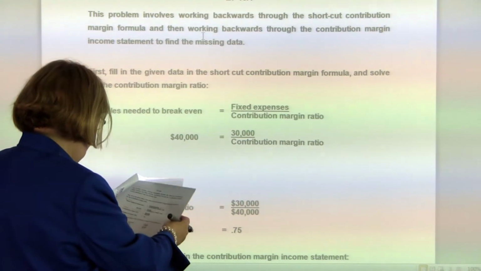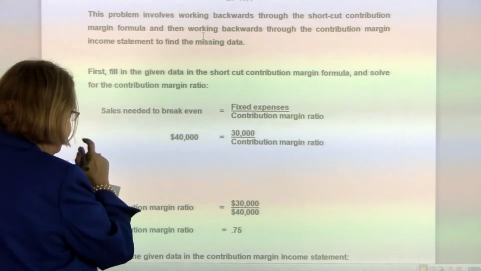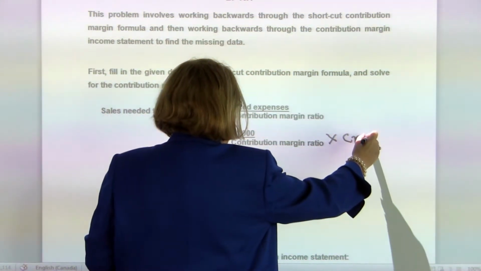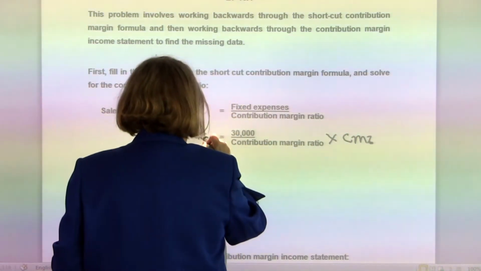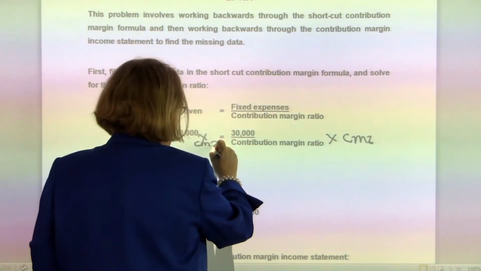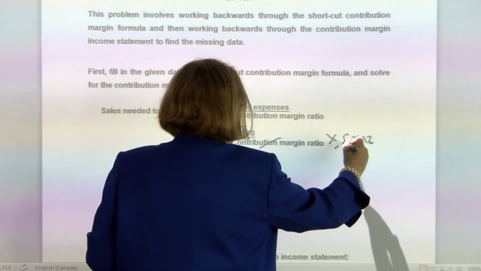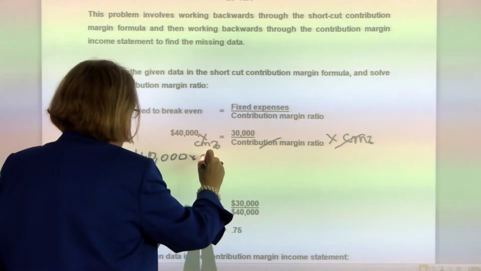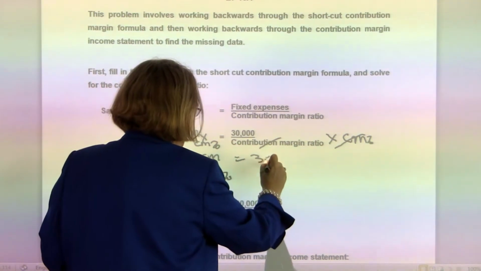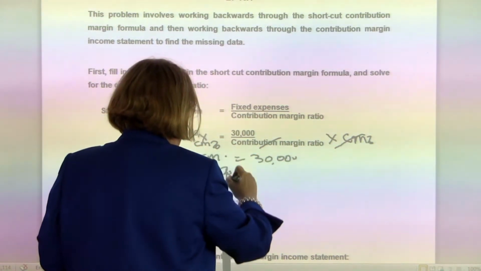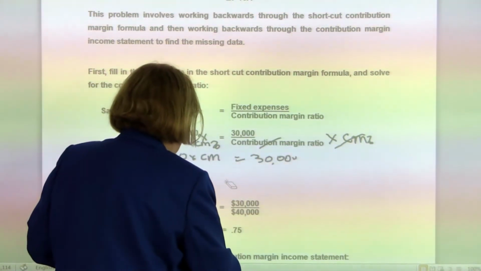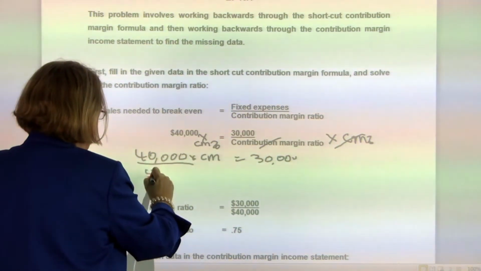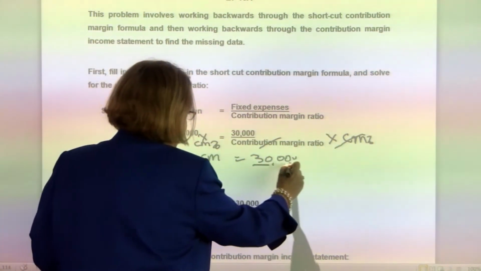So what we're going to do first is multiply both sides by contribution margin percentage. So here then we'll cross out these two. So then you have 40,000 times your CM ratio equals 30,000. And this little guy needs to go up here, and I better erase it. So then what you want to do is divide both sides by 40,000, because remember, we're trying to get contribution margin on one side of this equation.